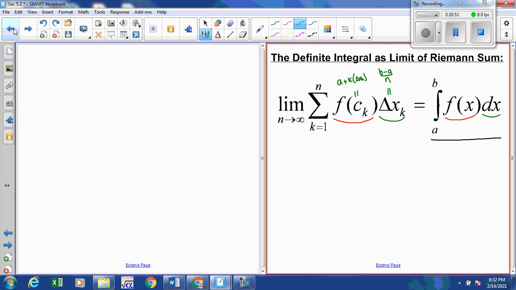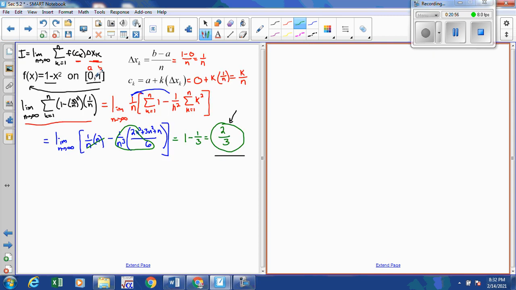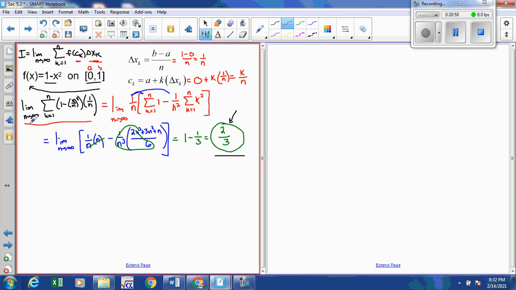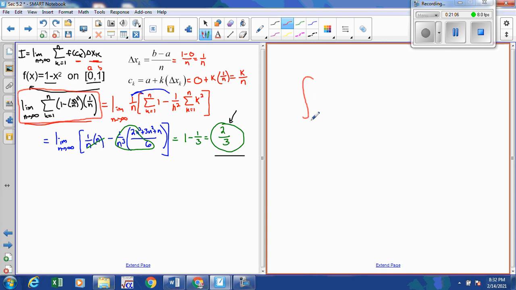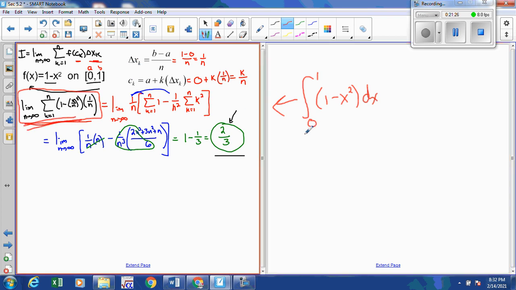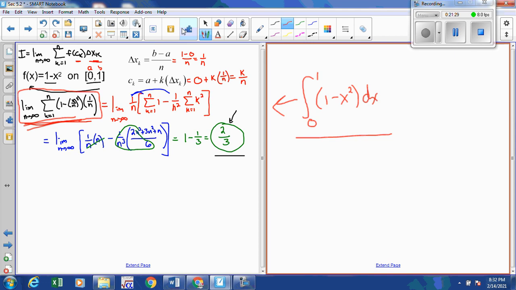So if we go back to that example we looked at a second ago, this limit right here, if we wrote that as an integral, we would write it as the integral from 0 to 1 of 1 minus x squared dx. So that is a shorthand notation that means all of this on the other page. Doing all of that with the delta xk to ck and finding that limit, that's what this integral means.